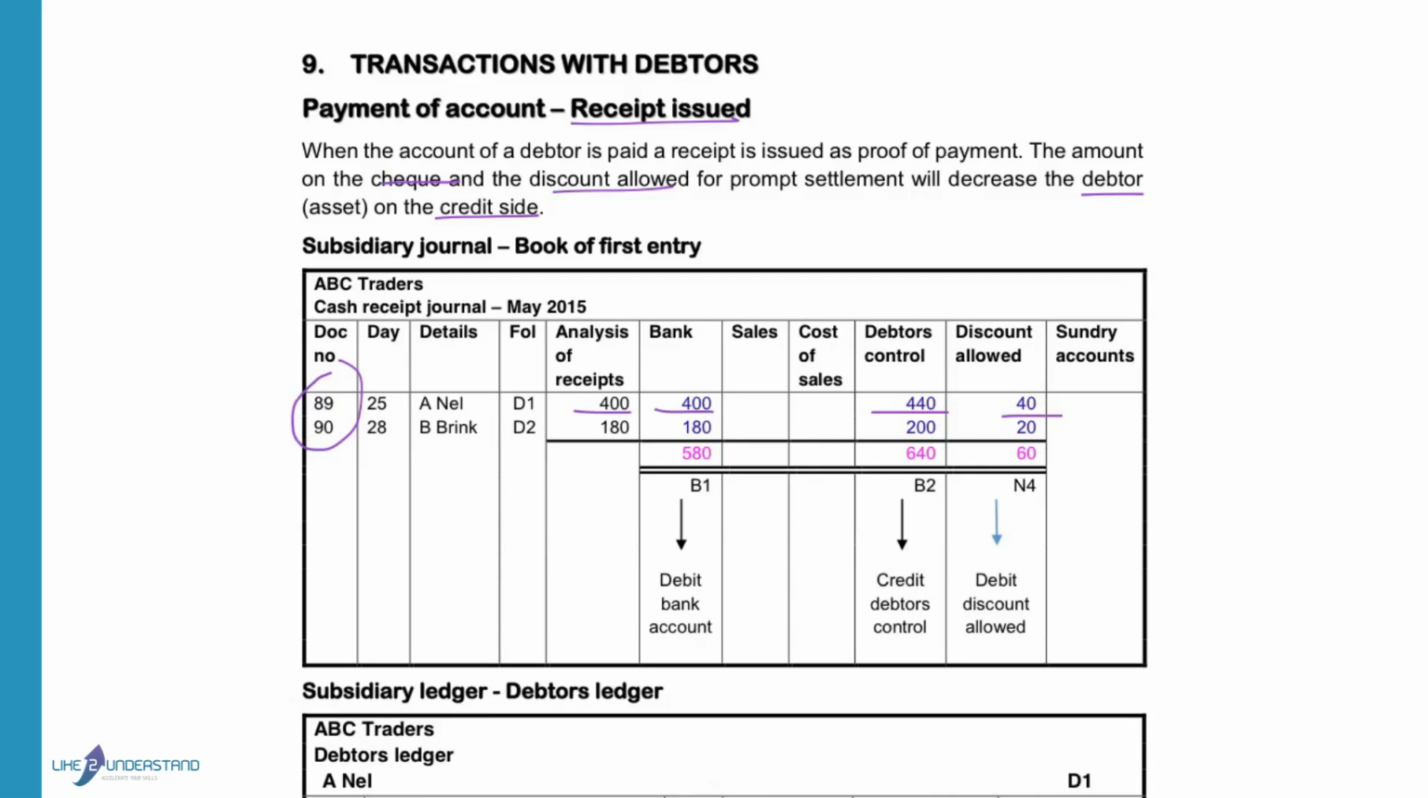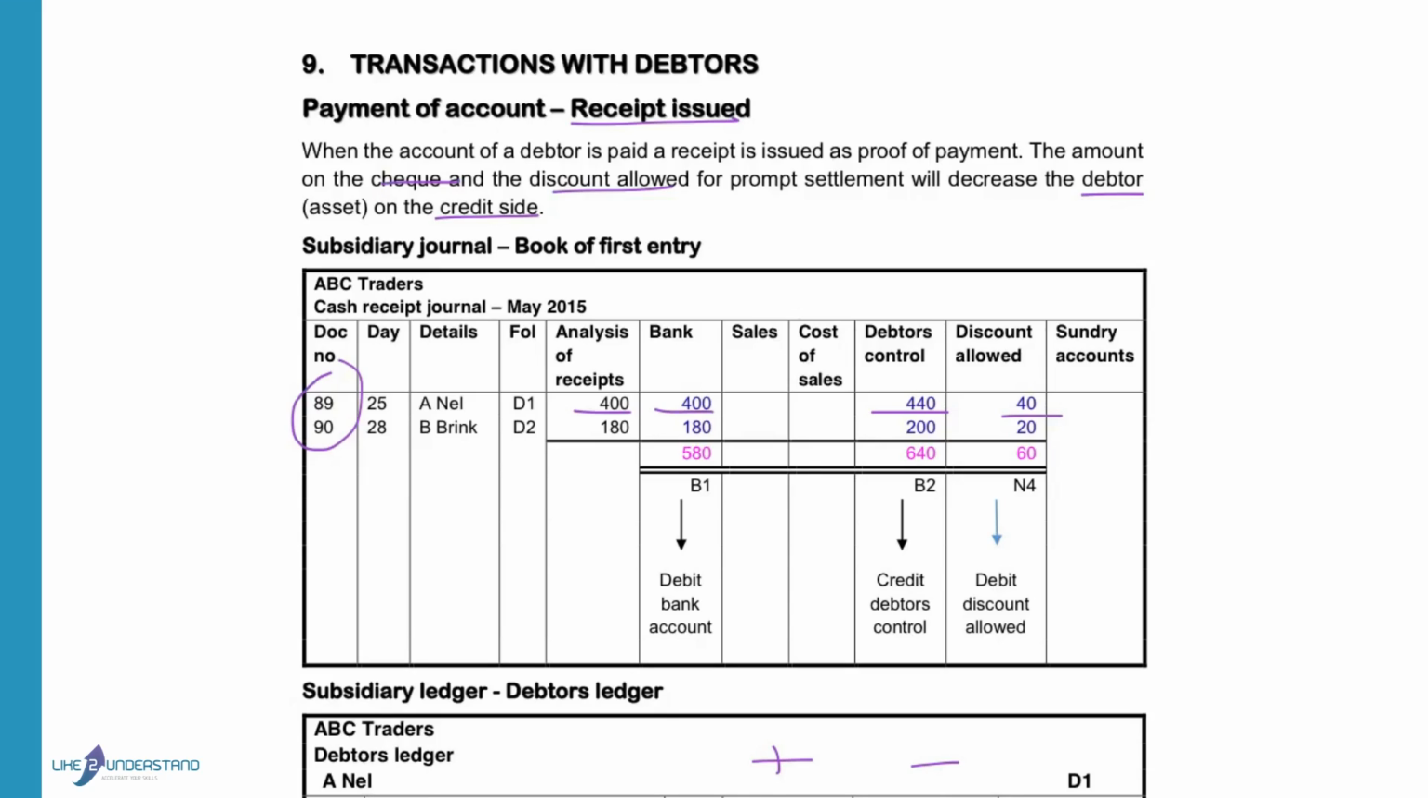Today on the 25th, we will show that there's a receipt that we issued. Receipt will reduce the debtors. Debtors is an asset. Assets increase on the debit side and decrease on the credit side. So we have to record it on the credit side to show that the debtors owe less money.